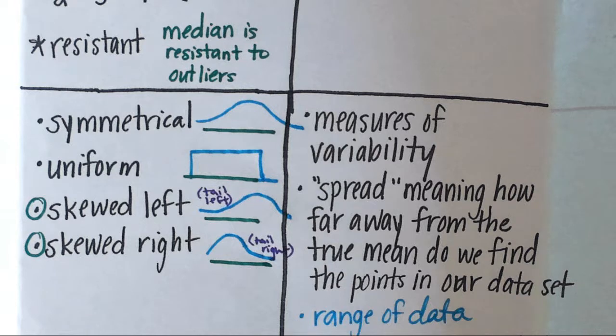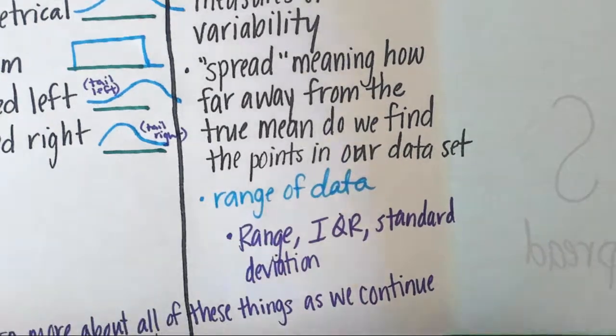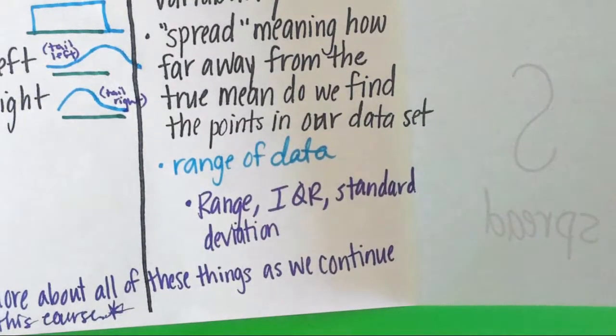Okay, and then yesterday for the other S, we talked about spread, and for the love, I know y'all know how to do range. I got that. But we're going to do more than just range, and I thought maybe we should list the things we're eventually going to be cool enough to do. We're going to do range, IQR, which stands for interquartile range. We'll get to that today. And then, of course, we'll do standard deviation.